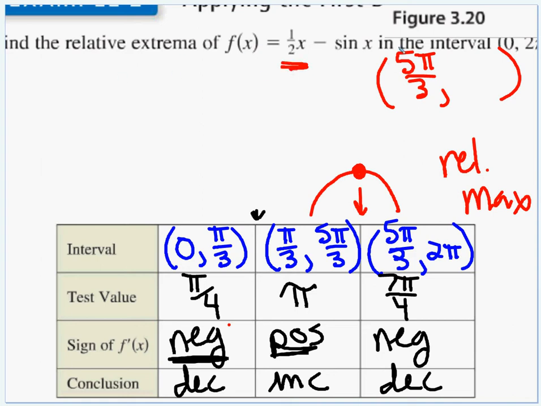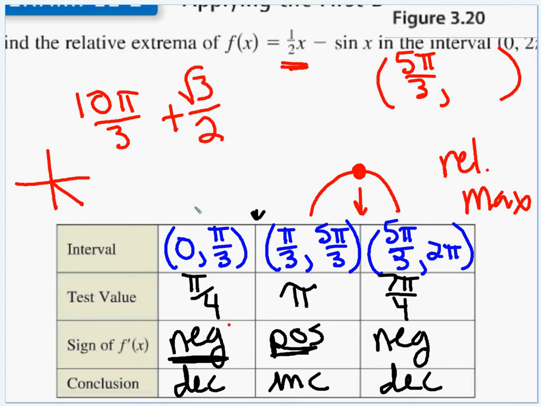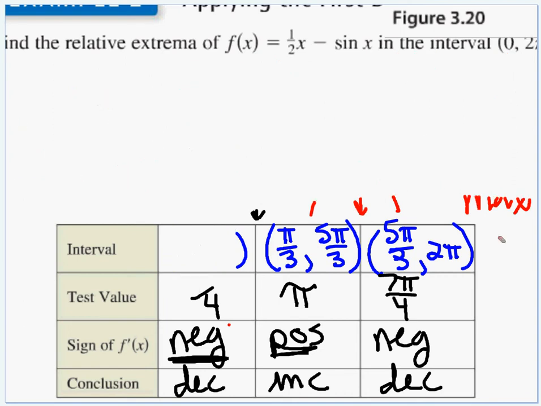So 1/2 times that x value there is going to be 10/3 pi minus the sine value there, and the sine value at 5/3 pi, that's going to be a negative √3 over 2. So minus a negative will turn that to a plus √3 over 2. So this one will be even uglier. Denominator 6, 20 pi plus 3√3 over 6. And there's our min and our max.